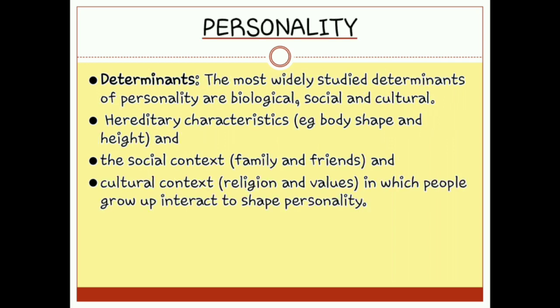First one is determinants. The most widely studied determinants of personality are biological, social, and cultural. So, heredity means their body shape and height, and the social context means their family and friends. The cultural context is religion and values in which people grow up, which interact to shape their personality.